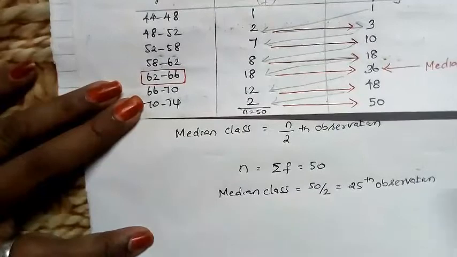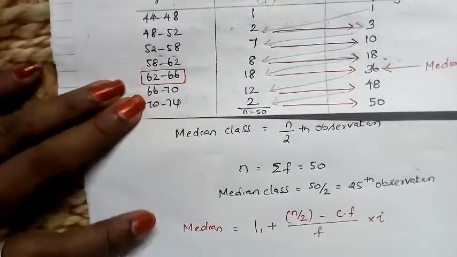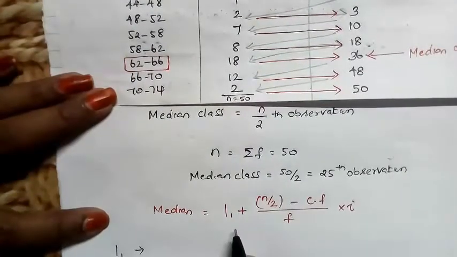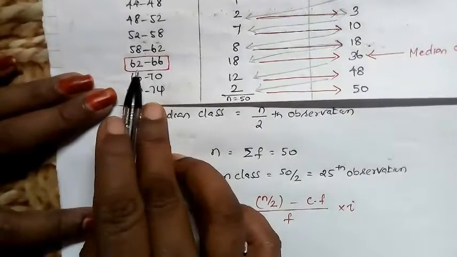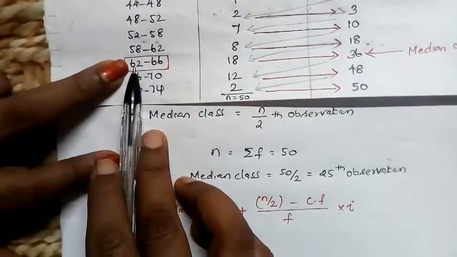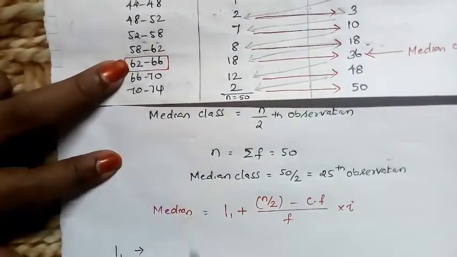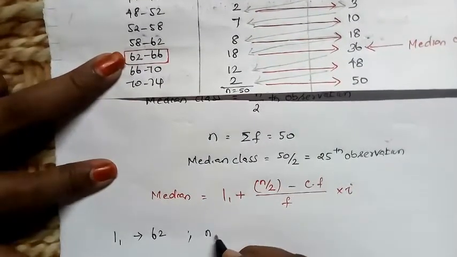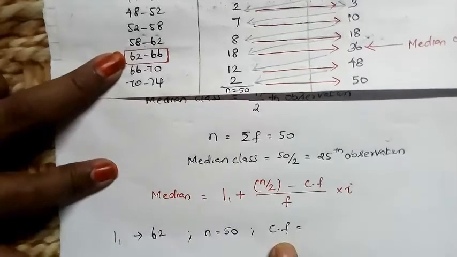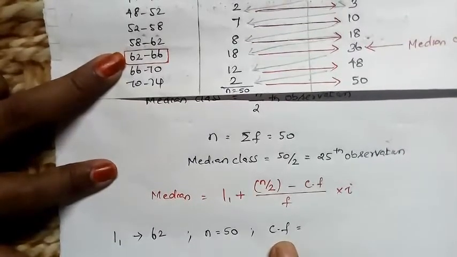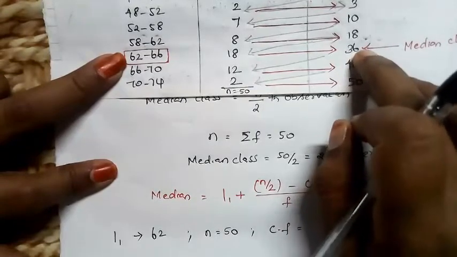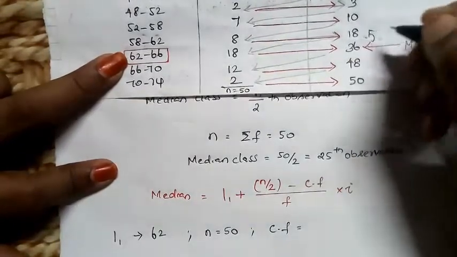And let us recollect the formula. So from this tabular column, we get to know L1, the lower limit of the median class. So the median class is 62 to 66. 62 is the lower limit in this median class. So L1 is 62. We found the value of n as 50. CF is the cumulative frequency of the class prior to the median class interval. So here the median class interval is 36. So the frequency prior to this one is 18.